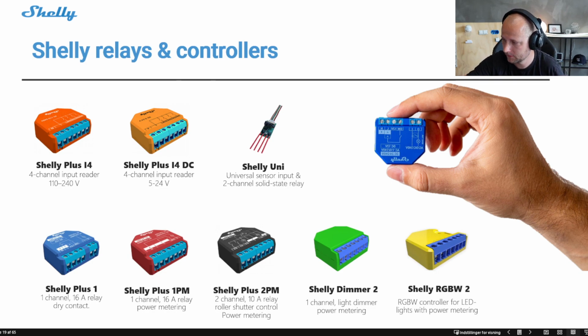Okay, good. Sorry. So this is our retrofit assortment, meaning devices you can install behind your wall switch, on your ceiling box or something like that. As you can see, most of the devices are called something with Plus. There are 3 devices which are not named Plus. It's the Dimmer, it's the RGBW, and the Shelly Uni.